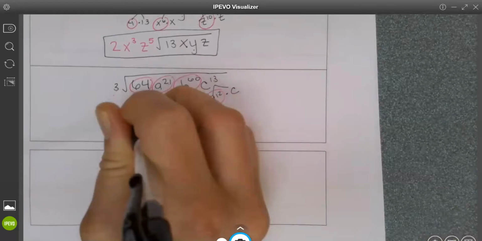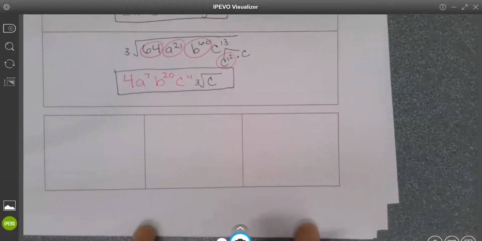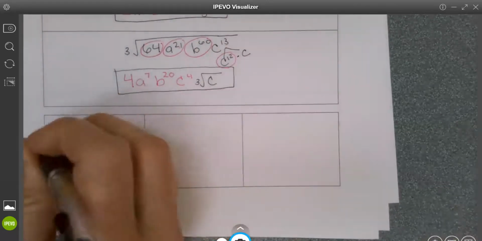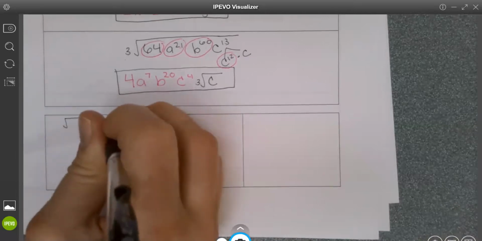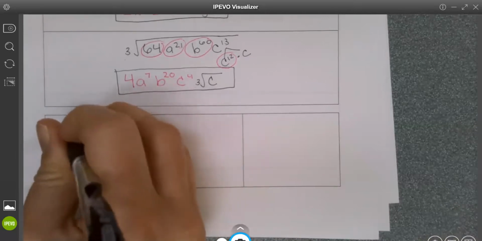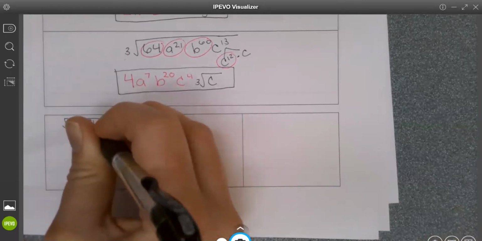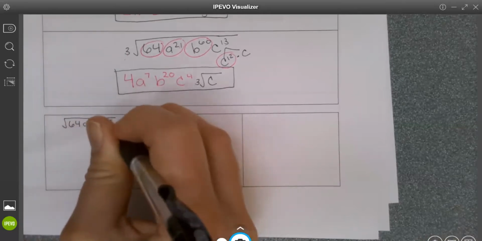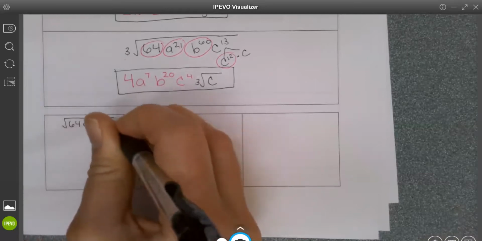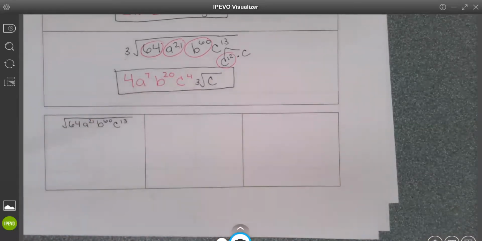So now I'm going to give you a few to try before we're done for today. I'm going to take this exact same thing, just give it to you in a different form. So instead of a cube root, what if it was the square root of 64 a to the 21st, b to the 60th, c to the 13th? How does that change things? Okay, so that's the first one I want you to look at.